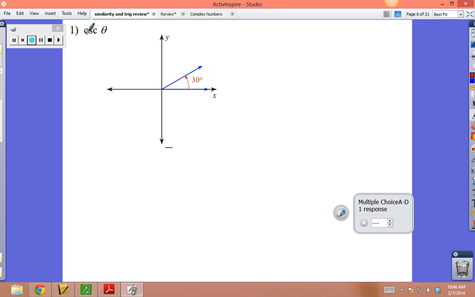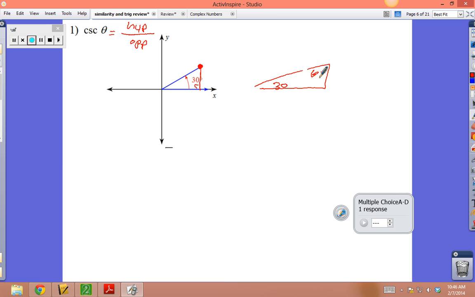Alright, cosecant. So for move number 1, you have to figure out what the fraction is for cosecant. Cosecant matches up with sine, so it's going to be hypotenuse over opposite. And I'm going to make my 90-degree triangle. On my terminal side, I put a point and go straight down to the x-axis. So there's my 90. Here's the triangle I'm looking at.